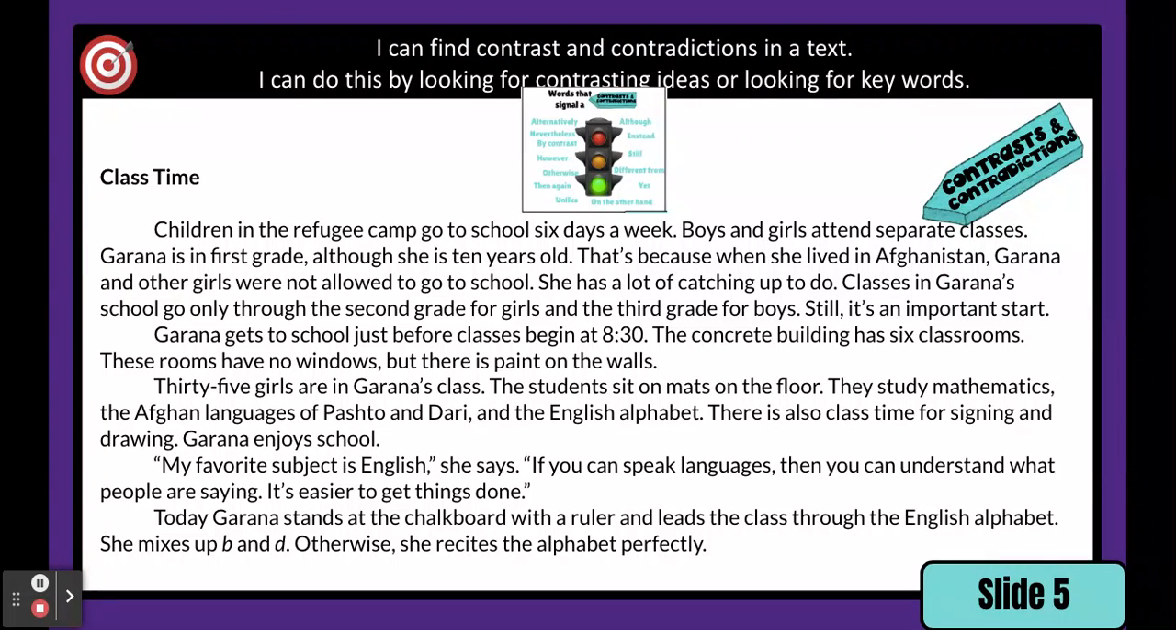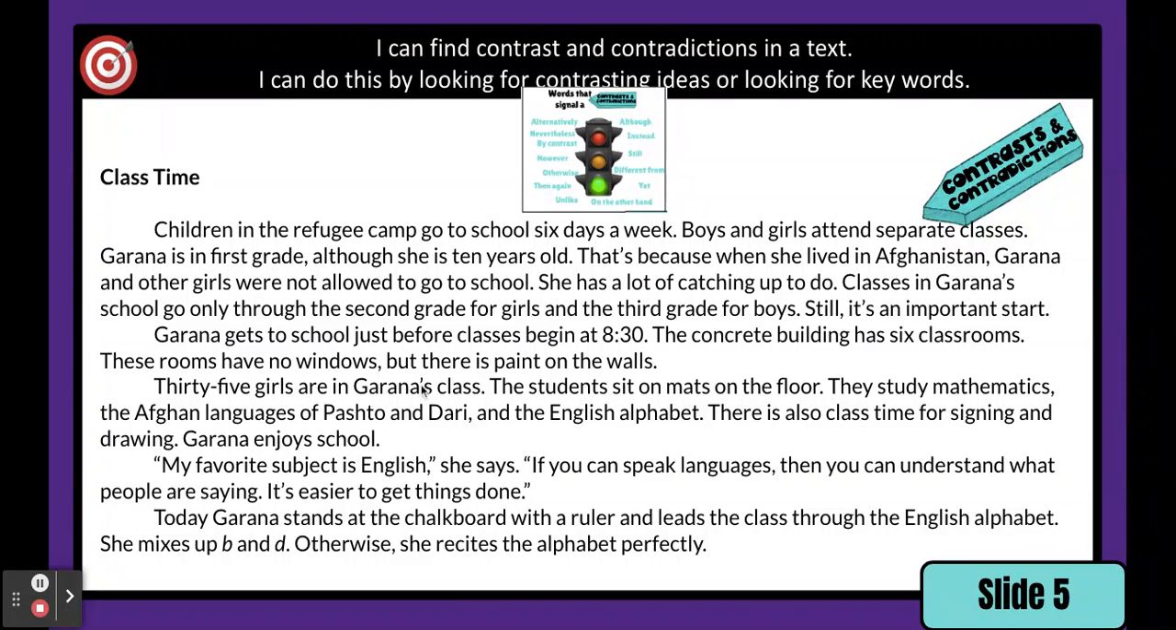Maybe. Garana enjoys school. My favorite subject is English, she says. If you can speak languages, then you can understand what people are saying. It's easier to get things done. Today, Garana stands at the chalkboard with a ruler and leads the class through the English alphabet. She mixes up B and D. Otherwise, she recites the alphabet perfectly.